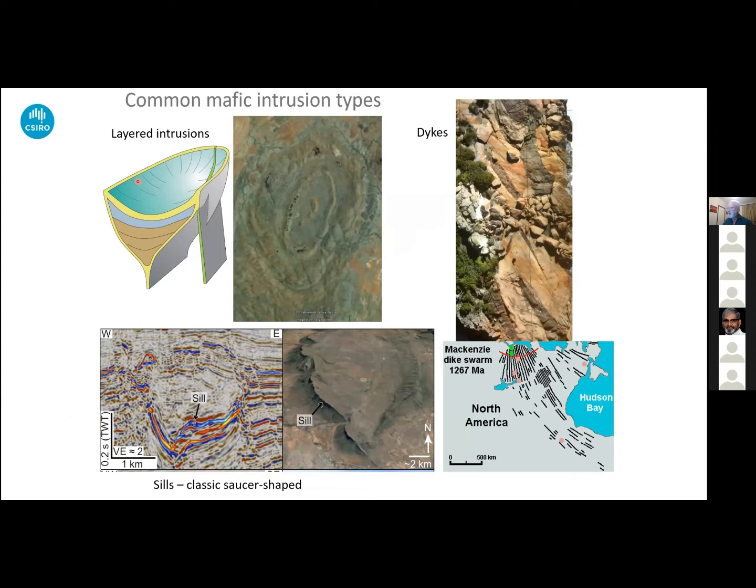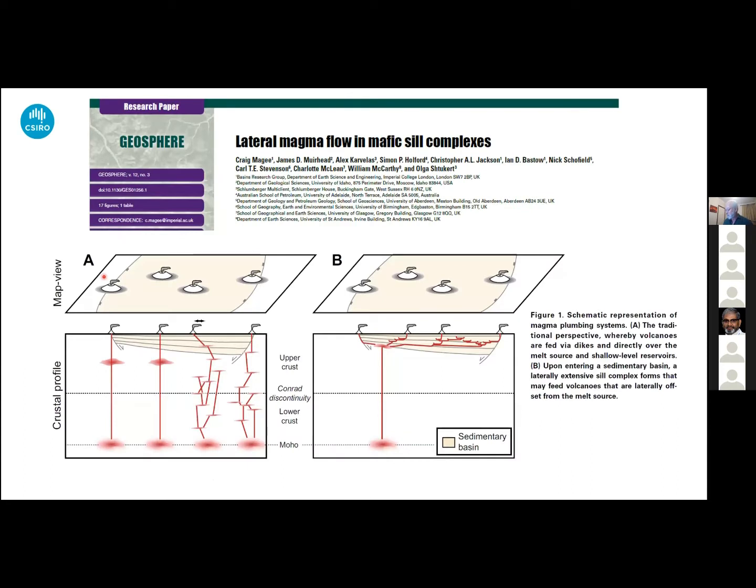Well, here's a lot of really familiar looking intrusion types. So conventional internally layered intrusions, dikes, a wide range of scales, and sills. That's one of the classic saucer-shaped sills from the Karoo, and a seismic image of a saucer-shaped sill from offshore Western Australia. So these are probably the most familiar kind of geometries. The interesting thing is that with the occasional exception of dikes, which we'll come to a bit later on, none of these things actually really host significant amounts of nickel copper deposits. So we're looking for some rather more specialized kind of intrusion shapes.